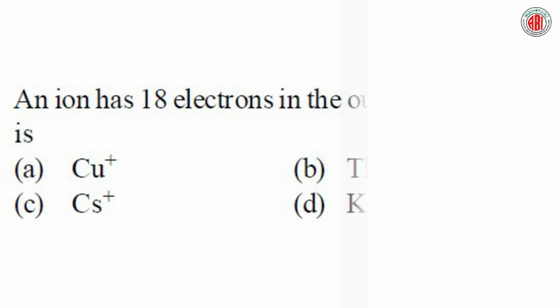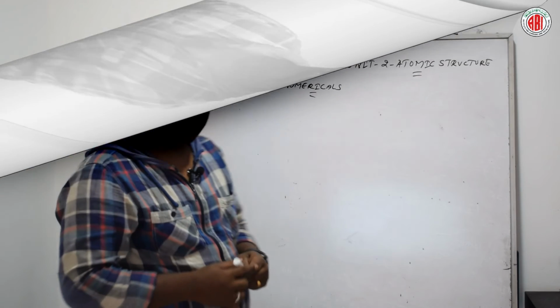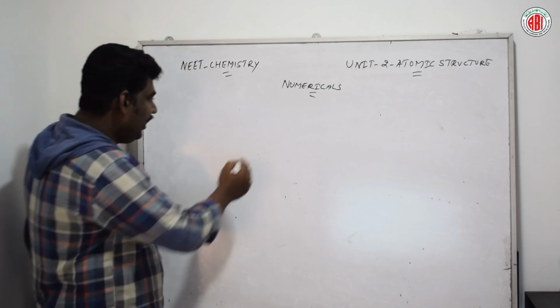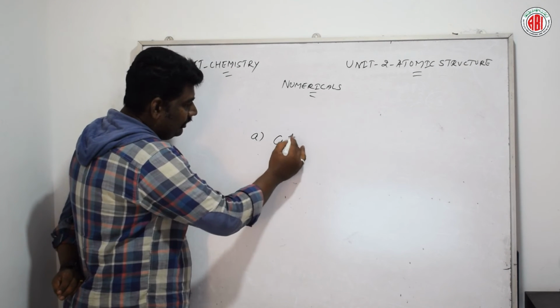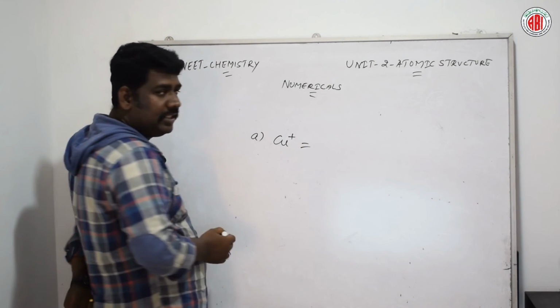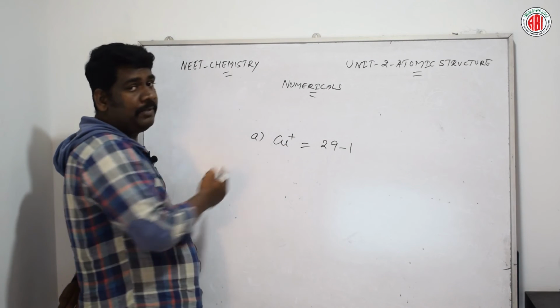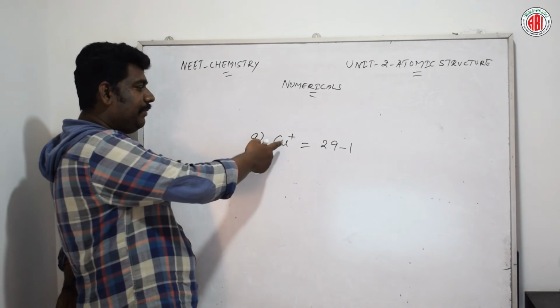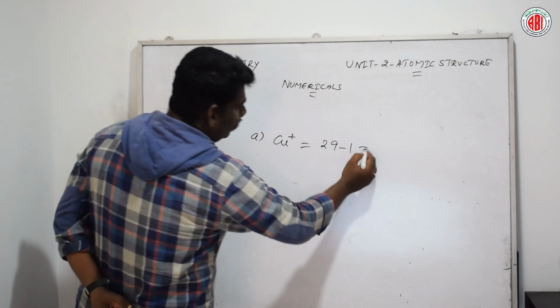Okay, now look at this next question, guys. An ion has 18 electrons in the outermost shell. It is, here are 4 different options given. Let us see the right answer. Okay, so according to this particular question, option A is the right answer, because you see Cu+ contains a total number of 28 electrons. That is nothing but 29 minus 1 because it is positively charged. So when it is positively charged, it is going to lose an electron. That is nothing but 28 electrons.